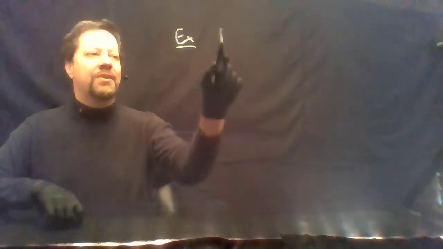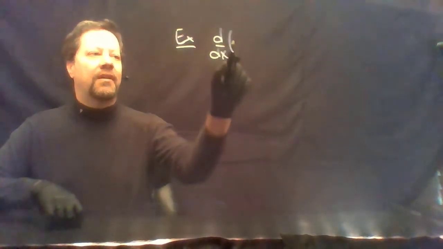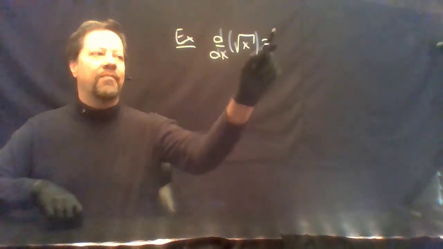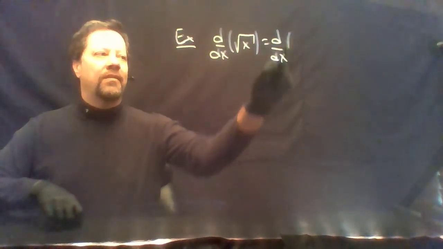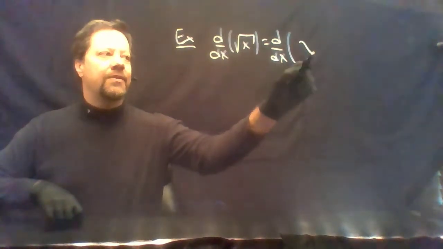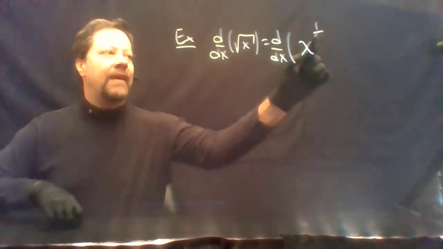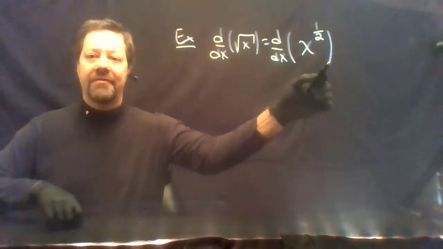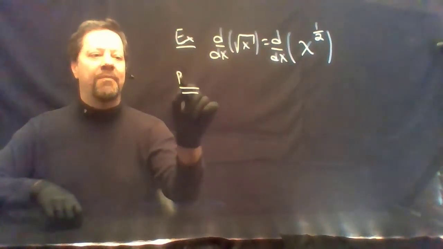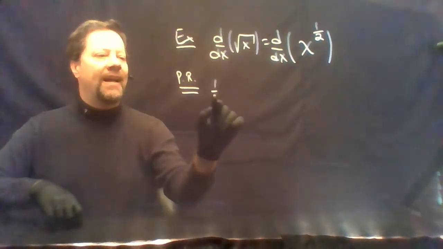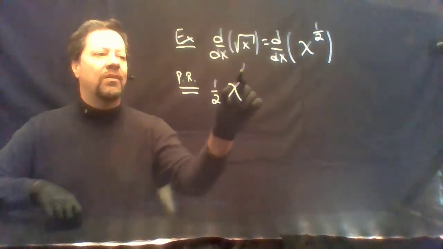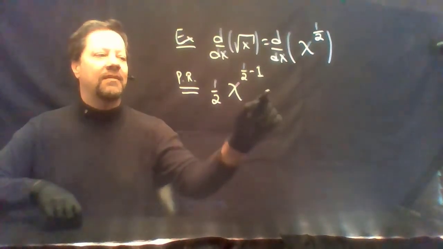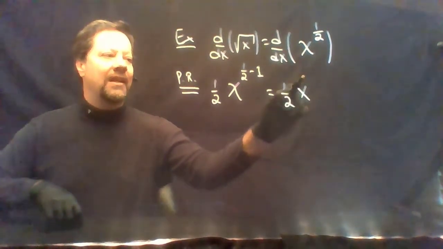I want to show you how the power rule is related to some facts I've already asked you to memorize. Suppose I'm taking the derivative of the square root of x. The way to do that using the power rule is to first convert the radical into a rational exponent of 1/2. Now, by the power rule, we get 1/2 x to the 1/2 minus 1. That's 1/2 x to the negative 1/2.